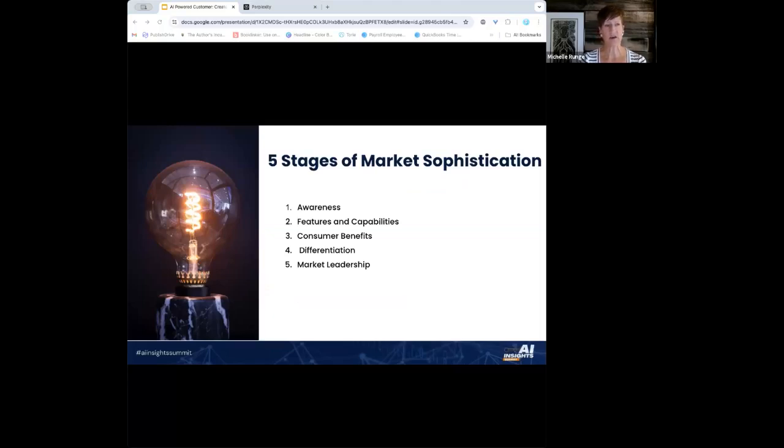Stage 2, there's more products out there, and you really have to highlight the features and capabilities of your product. Okay, as the market gets a little bit more crowded, then you have to really hone in on what the benefits are and emphasize how that product can benefit your ideal customer. Stage 4, there's a lot of Me Too products out there, and now it's about really differentiating what you're doing and how you set your product apart from the competitors. And then stage 5 is market leadership, market dominance. You've established yourself as like the big dog out there.